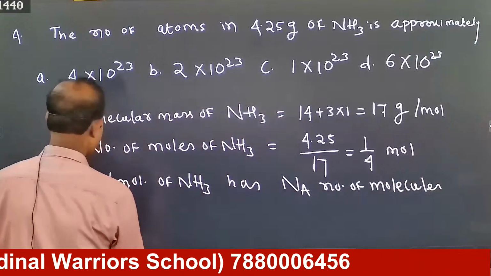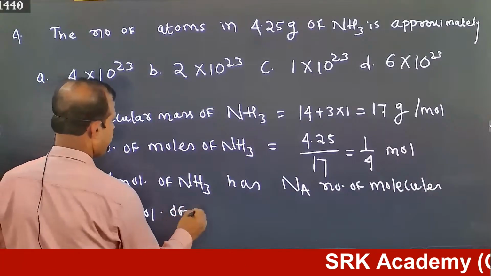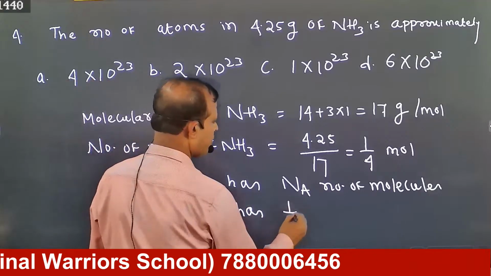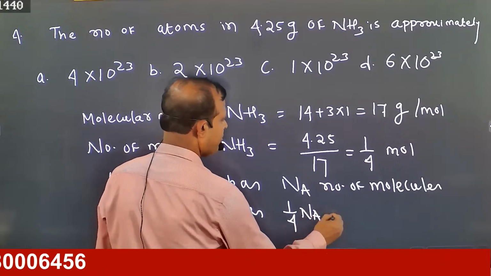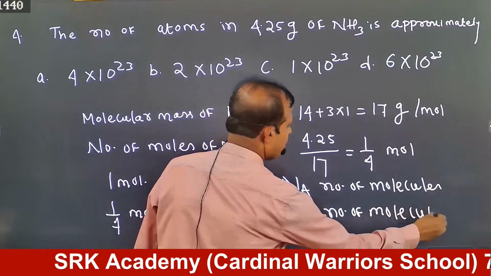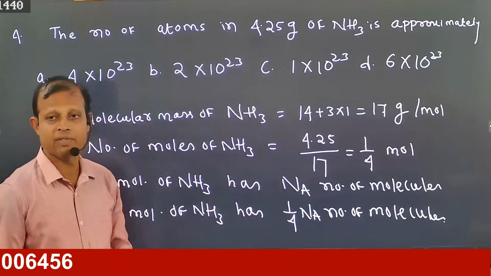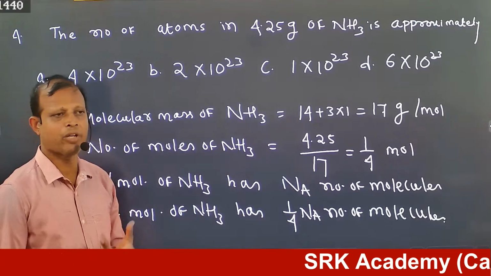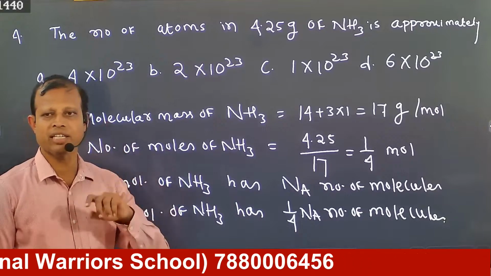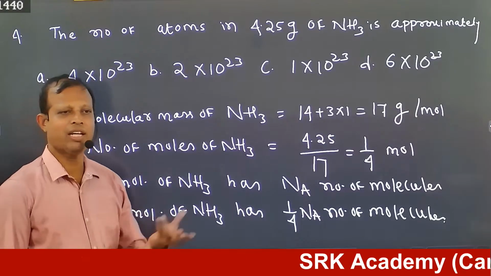So 1 upon 4 mole of ammonia has 1 upon 4 Na number of molecules. Understood? And one molecule of ammonia has how many atoms? The formula is NH3. So 1 atom of nitrogen, 3 atoms of hydrogen, 4 atoms. 1 molecule has 4 atoms.